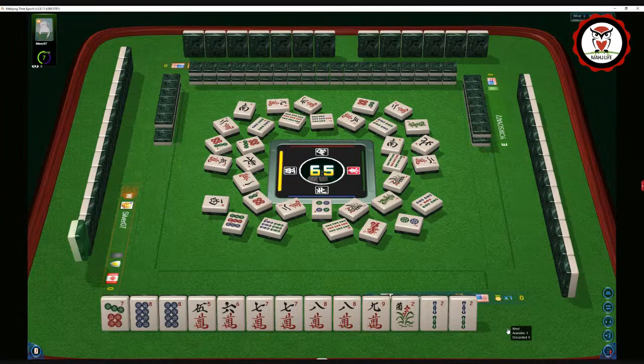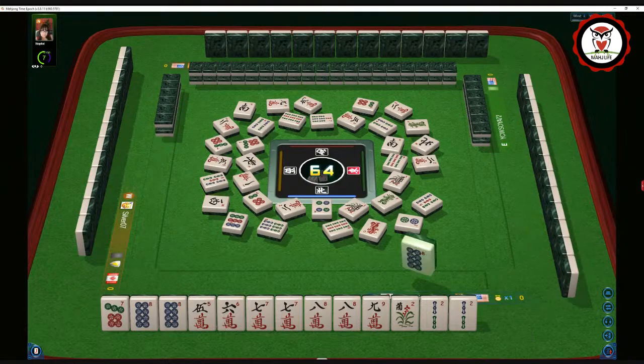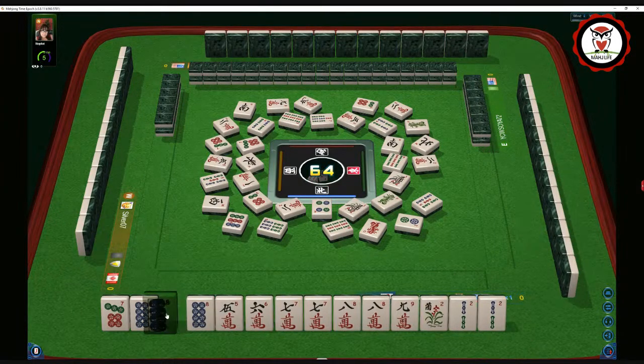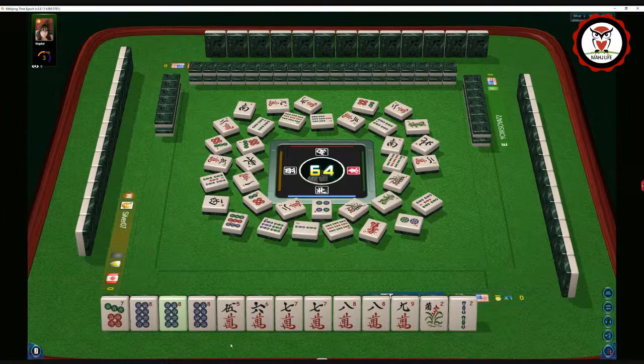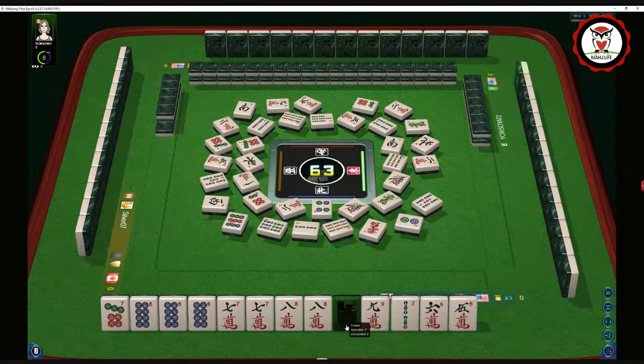9 characters. 5 bamboos. We got an 8 dot. I'm kind of thinking we should switch to 7, 8 bamboos. 7, 8. And if that's the case, we don't want to hold on to that flower for long.